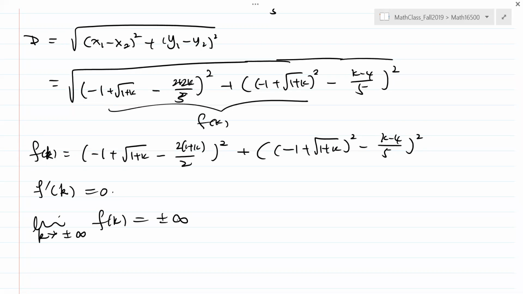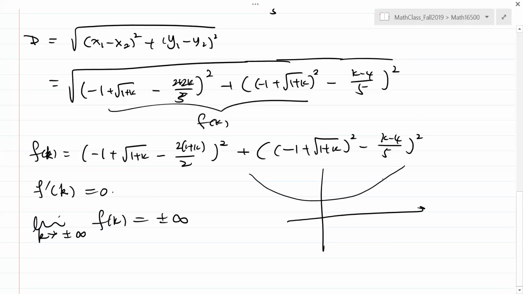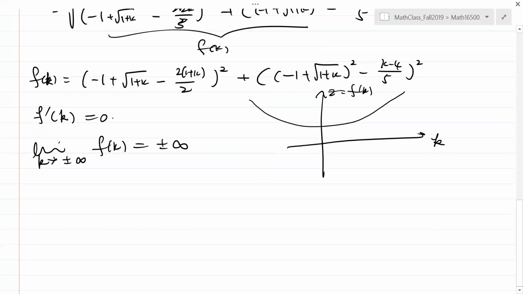The reason is, when k goes to infinity, because this is a square here, the function will be like that, going up on both sides. So this is a variable k. Okay, this can be z equals f of k, and it must have an absolute minimum value. Yeah, we get a very bad function here. I'm going to pick up a problem from this book. They carefully selected these problems, so we are able to find the derivative.